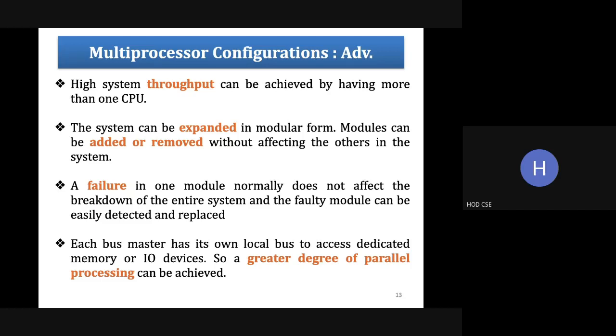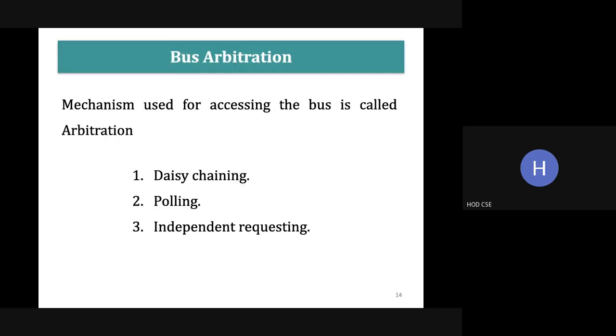Okay, the throughput will be high, and by adding more modules we can expand it, and the failure of one module will not affect the whole system, and a greater degree of parallel processing can be achieved. These are the main advantages. Hope you understood this. So for multiprocessor configuration, we have three: coprocessor, closely coupled and loosely coupled. So these are the three configurations. Okay. So now, hope you understood that.